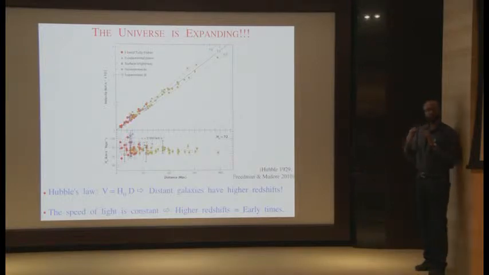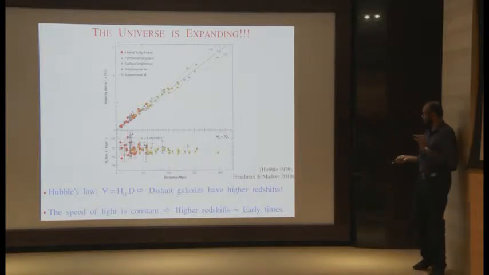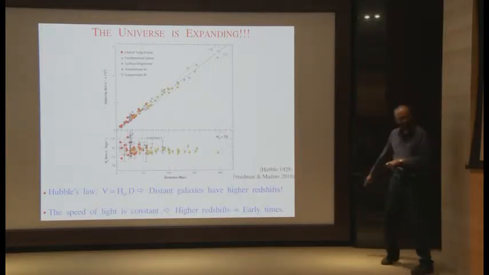So therefore, if you want to track the evolution of the universe, you should find galaxies at higher and higher redshifts. The higher the redshift, the earlier the galaxy is when the light is emitted from the galaxy. That's the idea. You want to go ahead?